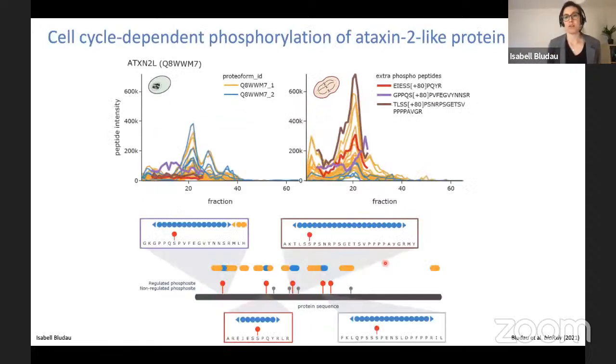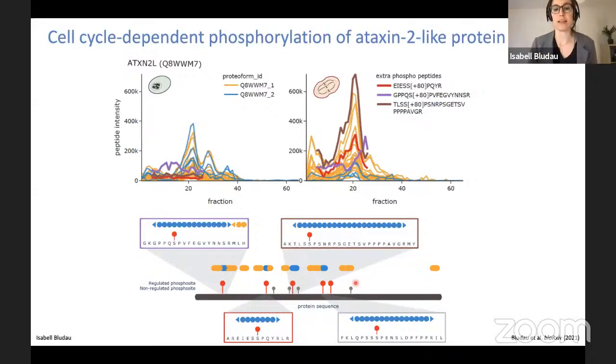So here is an example of the ataxin 2-like protein. And you can see, again, all of the peptides for this protein here in these two plots. And you'll see that there were 4 peptides indicated in blue that are highly abundant in interphase, but they are actually decreasing significantly in abundance in mitosis, whereas all of the other orange peptides actually increase in abundance during mitosis. So now we mapped all of the peptides again against the protein sequence, and we saw that they actually distributed widely across the sequence.